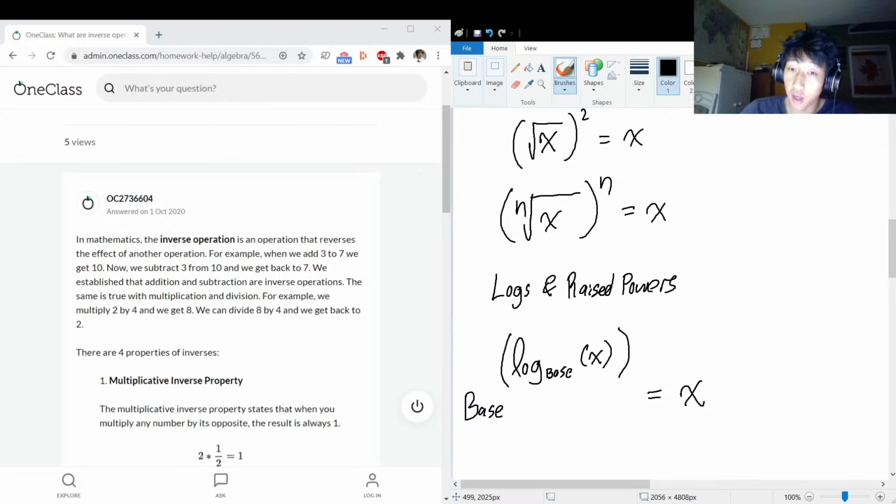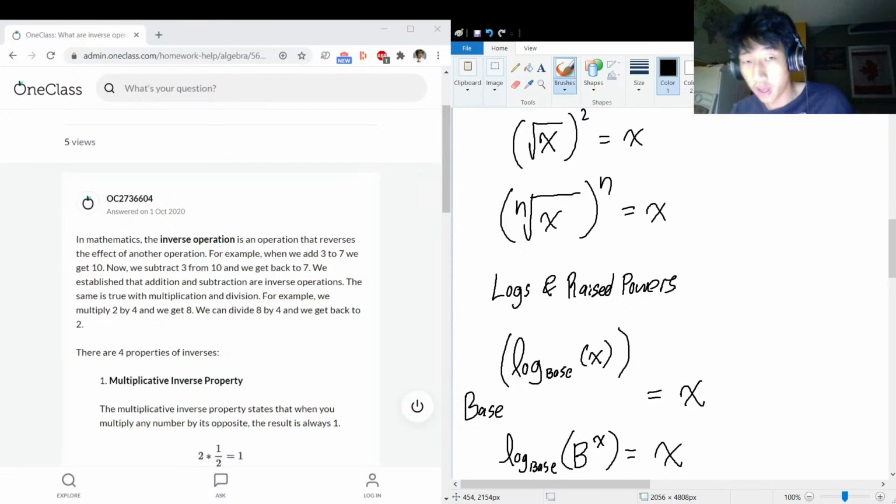And it works the other way as well. So if you have base b to the power of x, and you're trying to get the x out, you can just hit it with the log of the base. And that will tell you the x. Okay, so these are just a couple of examples of inverse operations.